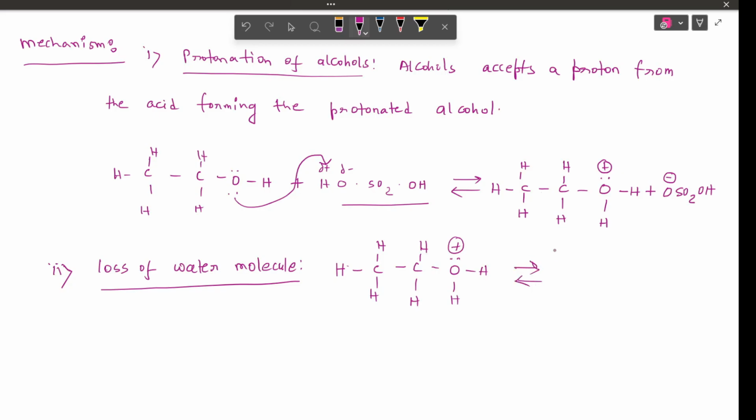So it will be H, CH, H, CH2, and it loses this water molecule. So it will form a carbocation plus H2O. This is the ethyl carbocation.